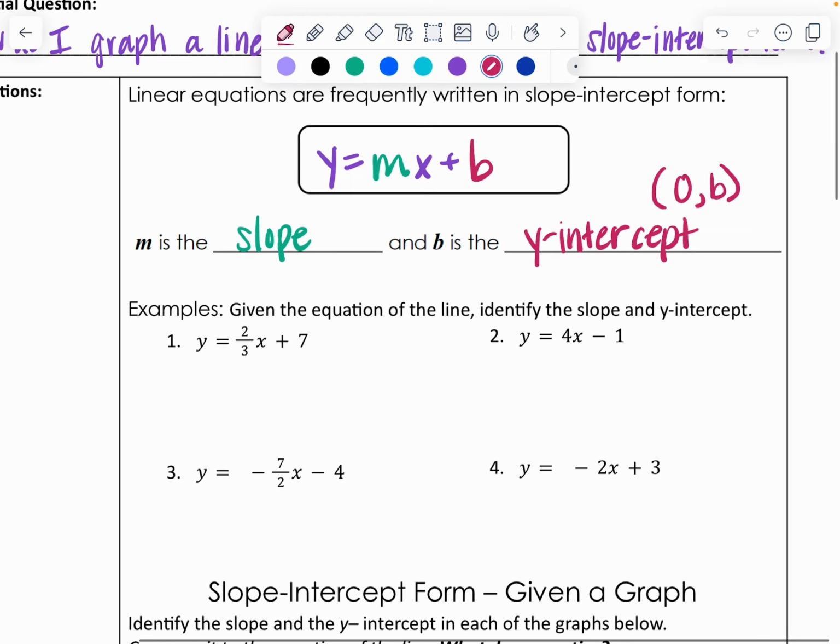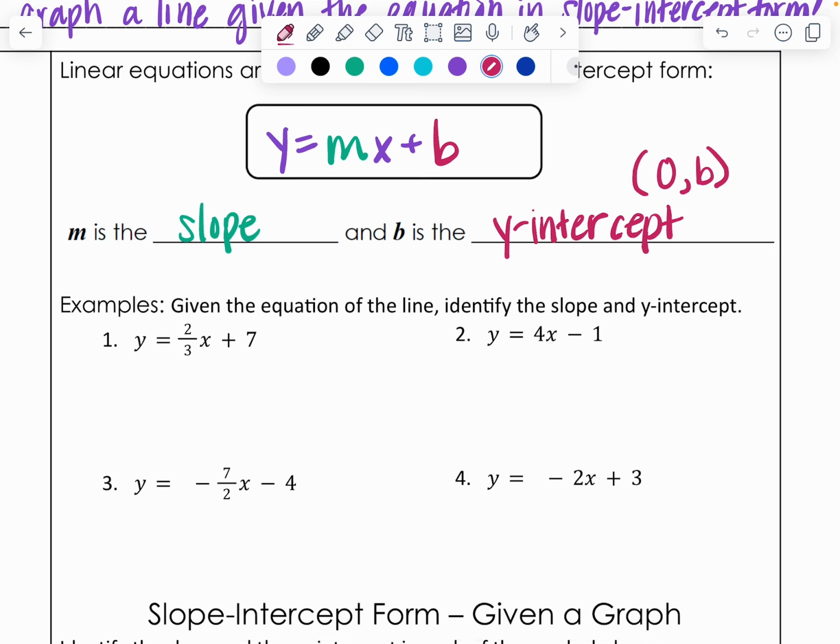So we look at number 1. Given the equation of the line, identify the slope and the y-intercept. So we're looking for the slope that's always going to be before x. So m is 2/3, and b comes after x. b is positive 7. Number 2, y equals 4x minus 1. M is 4. And b is negative 1.